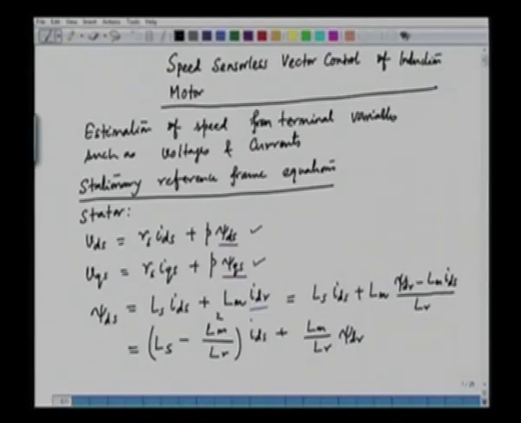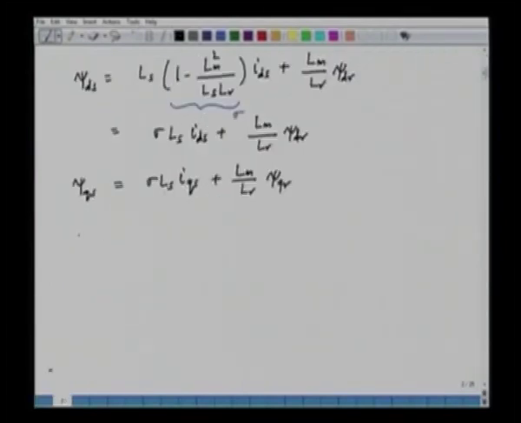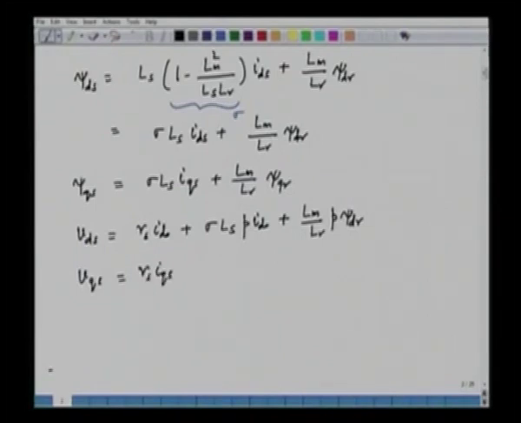If we substitute this back in the voltage equation, we get the following: Vds is equal to Rs Ids plus sigma Ls P Ids plus Lm by Lr into P psi dr. This is in the d axis, and similarly in the q axis we can have the equation Vqs equal to Rs Iqs plus sigma Ls P Iqs plus Lm by Lr into P psi qr.